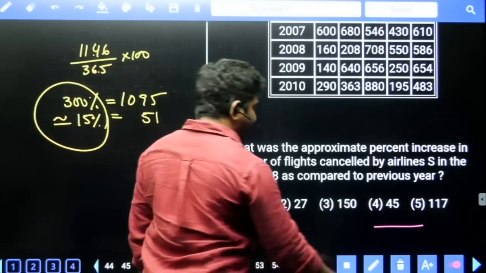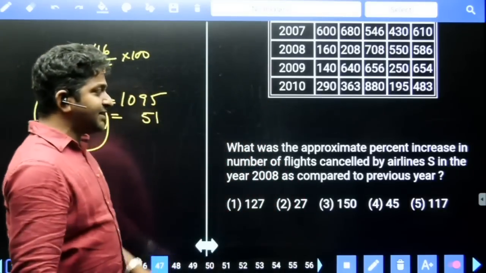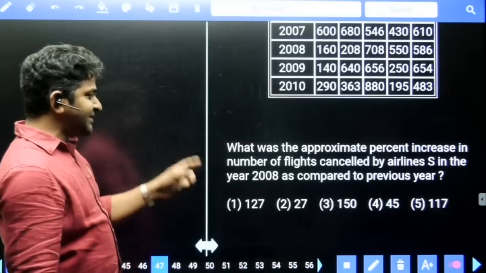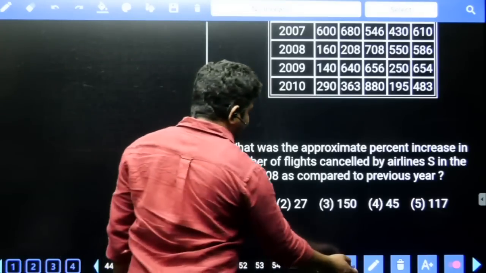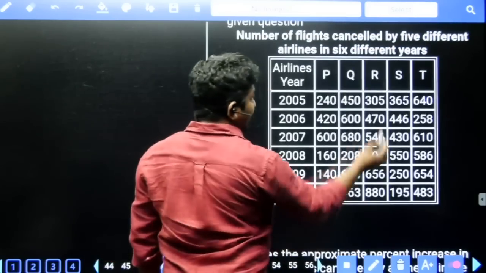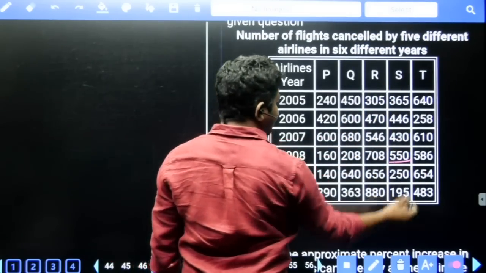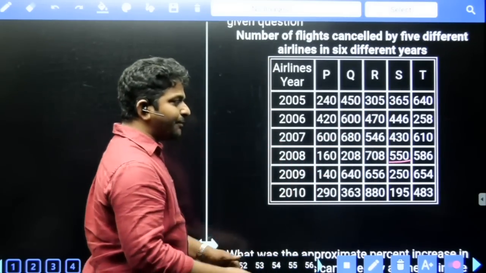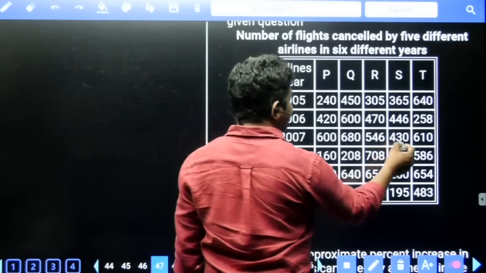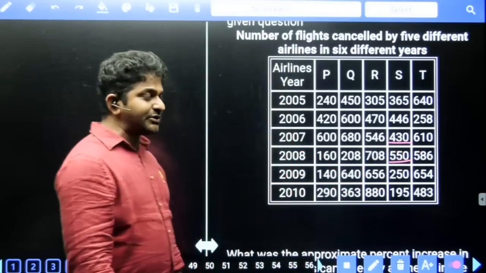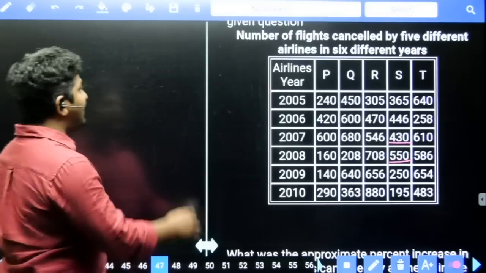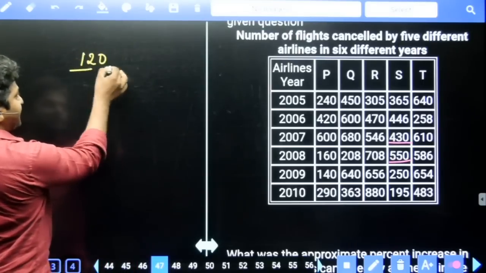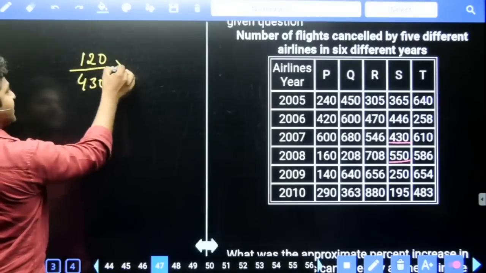What was the approximate percentage increase in number of flights cancelled by airline S in the year 2008 as compared to the previous year? Airline S, 2008. Yes, here it is. You're asked to calculate the approximate increase in number of flights cancelled. Here, the previous year it was 430, but now it is 550. How much increase happened? 120. 120 with respect to 430, percentage, into 100.